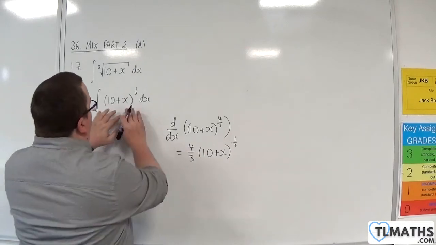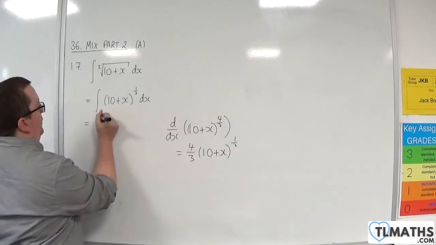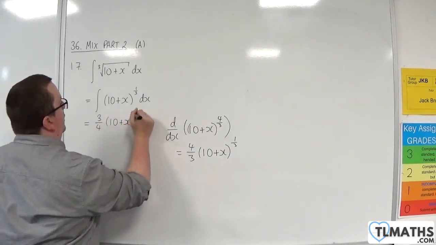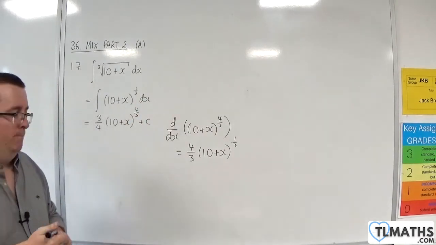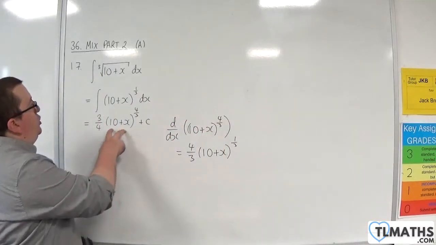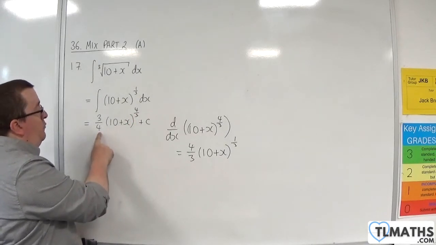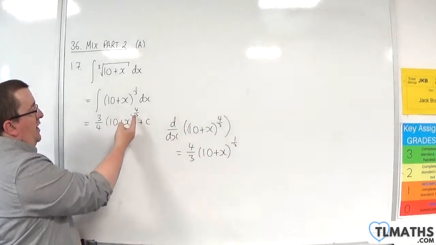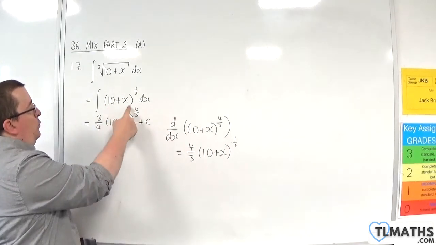So that means that this must integrate to the reciprocal 4/3, so 3/4 times 10 plus x to the 4/3 plus a constant c. Okay, and of course you can double check that differentiates back to that, because the 4/3 would come down to the front, multiply with the 3/4 to make 1. The derivative of the inside is 1, would come out the front, and you take 1 from the power, and the plus c would differentiate to 0. So you would be left with this.